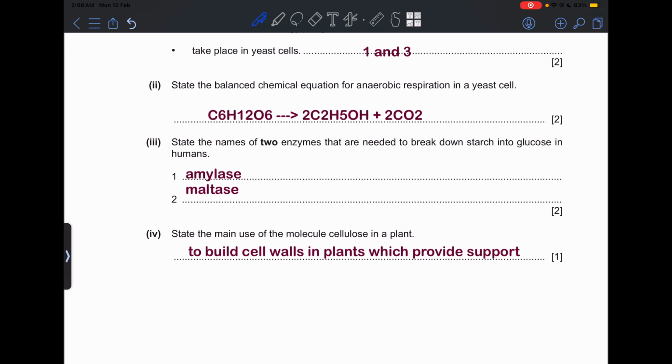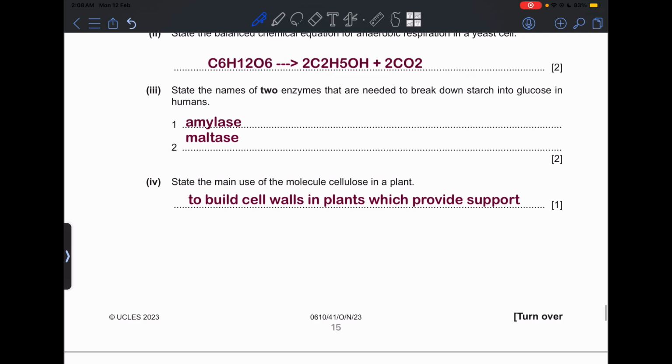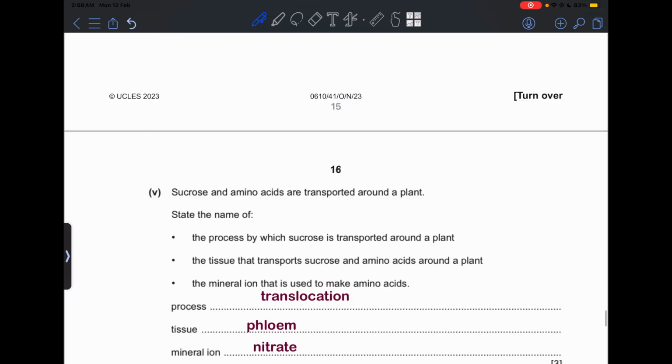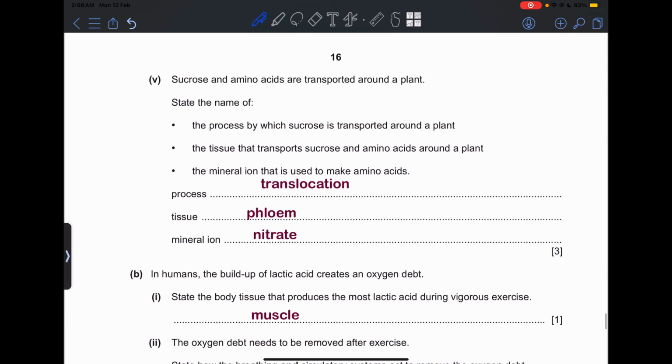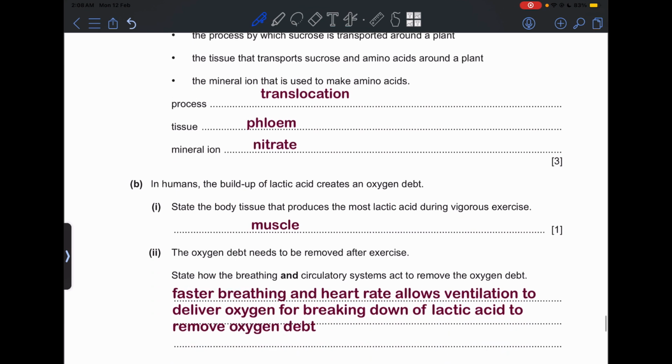And iv, state the main use of the molecule cellulose in a plant: to build cell walls in plants, which provide support. So over here in v, sucrose and amino acids are transported around a plant. State the name of the process by which sucrose is transported around a plant. This is translocation. The tissue that transports sucrose and amino acids around a plant is the phloem. And the mineral ion that is used to make amino acids is nitrate.